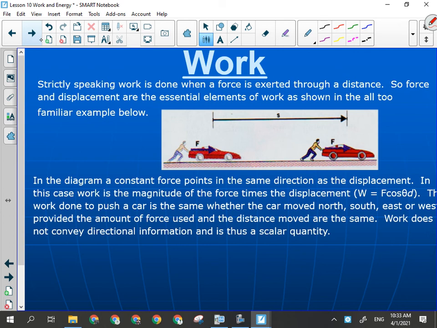All right, so when you do work, you exert a force through a distance. You can't do work any other way. There has to be a force, there has to be movement, otherwise there's no work. It's impossible to change something's mechanical energy if there's no movement. It is possible to change something's thermal energy, but that's different.